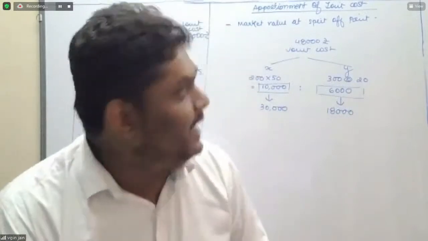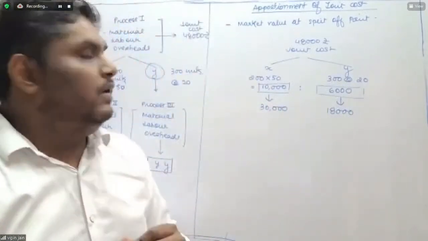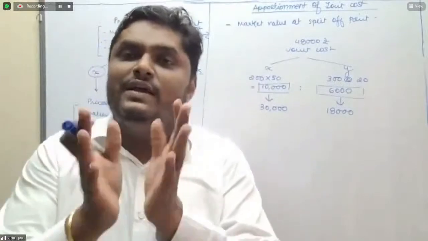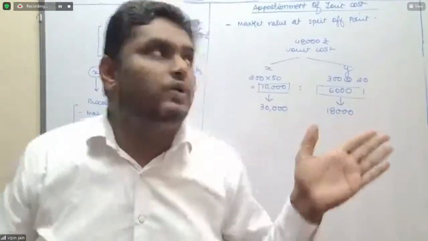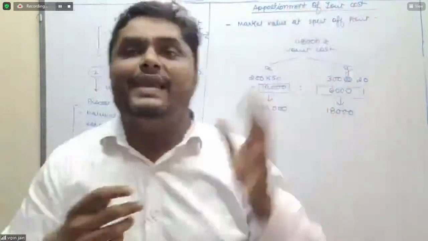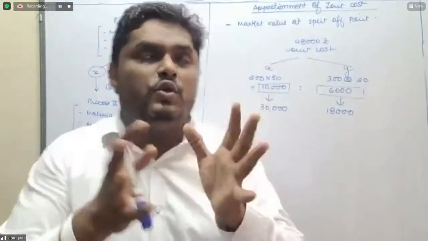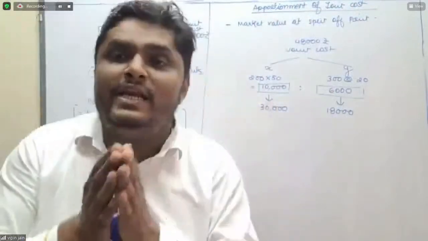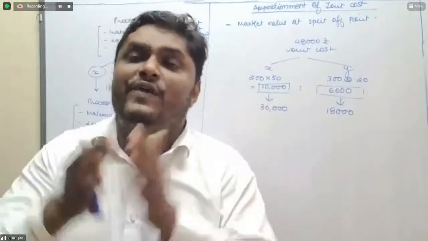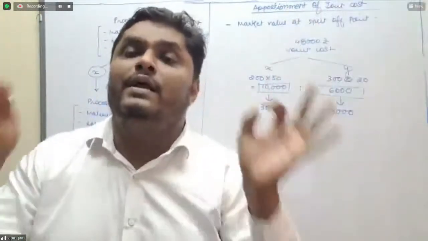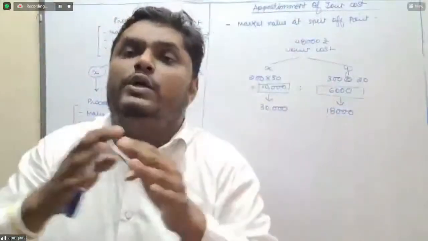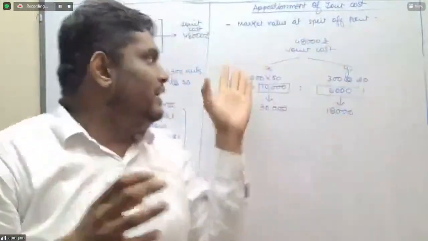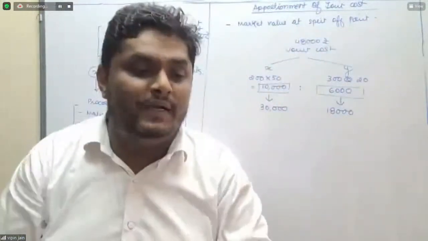I repeat again, guys, the best approach to apportion the joint cost is the market value at split-off point. So if the intermediate products, let's say X and Y, are manufactured and they have an active market, the best approach is that whatever the joint cost is, it is to be apportioned in the ratio of market value at split-off point.